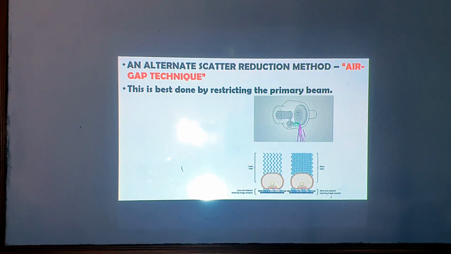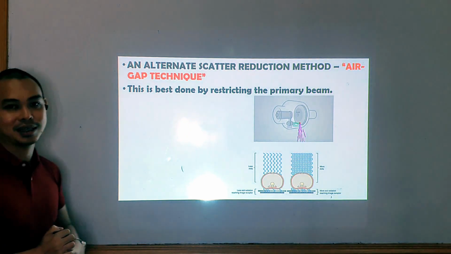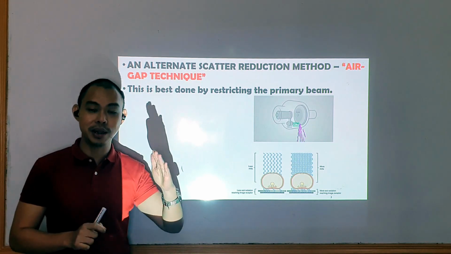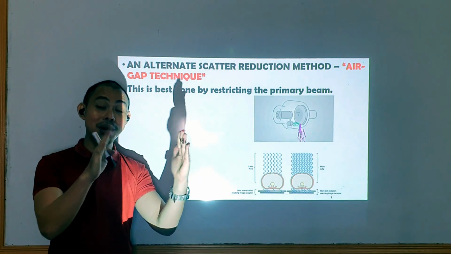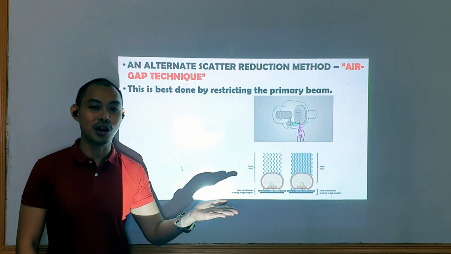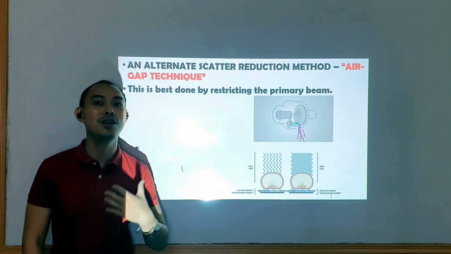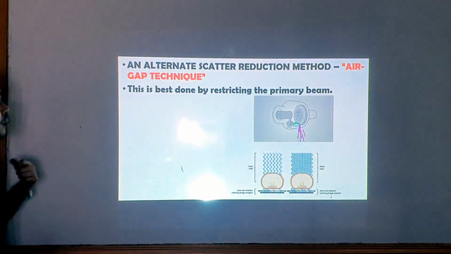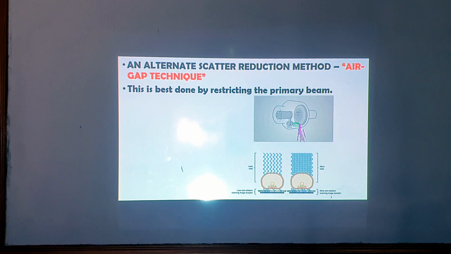Sir, is there an alternate way to reduce the scatter radiation produced? Yes, guys, there is. Like what we've said, in order to reduce the scatter radiation, we need proper beam restriction. That was our previous discussion. And now we're talking about grids. But is there another way? There is. It's called an air gap technique. This is best done by restricting your primary beam. What is an air gap technique?